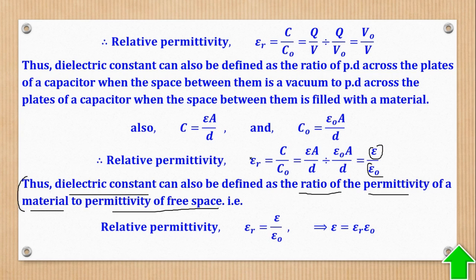So that means that when I try to make the permittivity of the material the subject, it will be relative permittivity multiplied by the permittivity of free space. So why do I do that? It is because most times we'll be given relative permittivity, and the permittivity of free space is a constant, meaning that when you're given relative permittivity, it is possible to get the permittivity of a material.